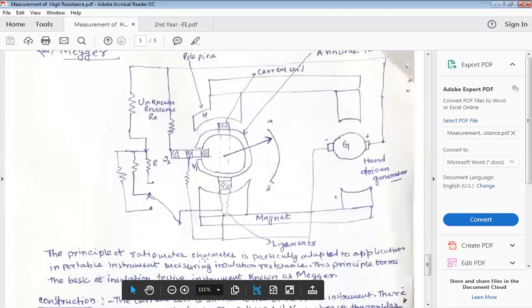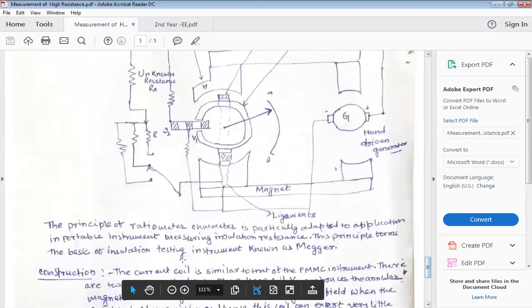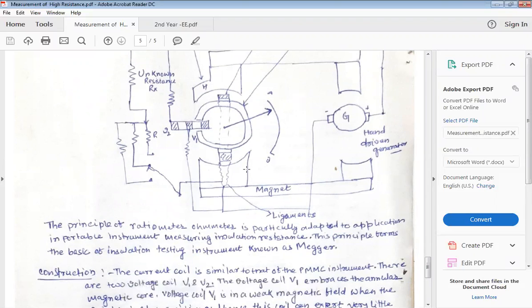The principle of the ratio meter ohmmeter is particularly adopted for portable instruments measuring insulation resistance, and this principle forms the basis of the insulation resistance tester known as the Megger. This is a portable instrument used for the measurement of insulation resistance. First I will show the real picture of the Megger, then you can understand how the Megger works.